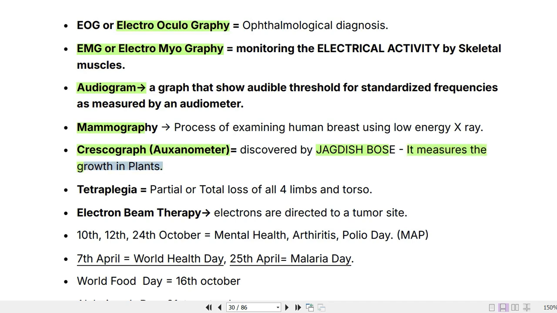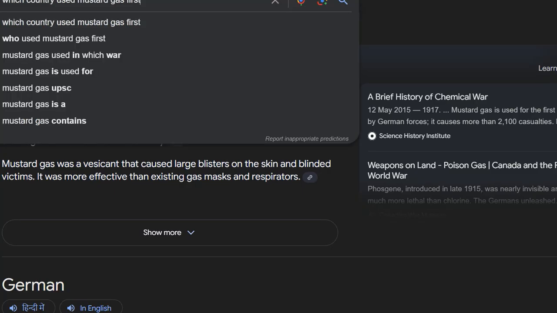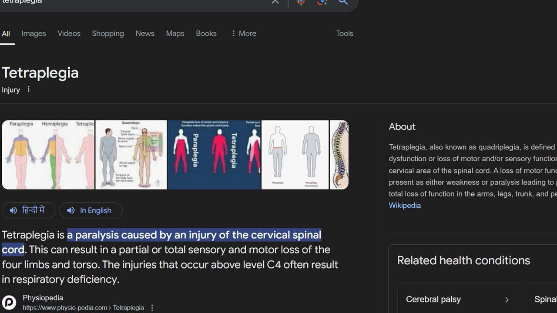Then tetraplegia is the loss of the forelimbs and hind limbs, the loss of all limbs and torso. I don't know how a person lives. Tetraplegia, also known as quadriplegia, is defined as the dysfunction or loss of motor and sensory function in the cervical area of the spinal cord. A loss of motor function can present as either weakness or paralysis, leading to partial or total loss of function in the arms, legs, trunk and pelvis. Alright, so that is tetraplegia.